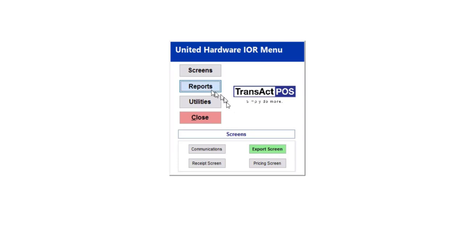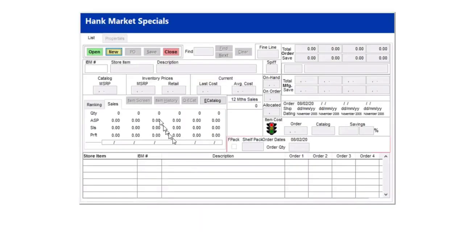You choose Reports, select Show Order. If this were the first time you're loading this particular market's file, you would go to New.